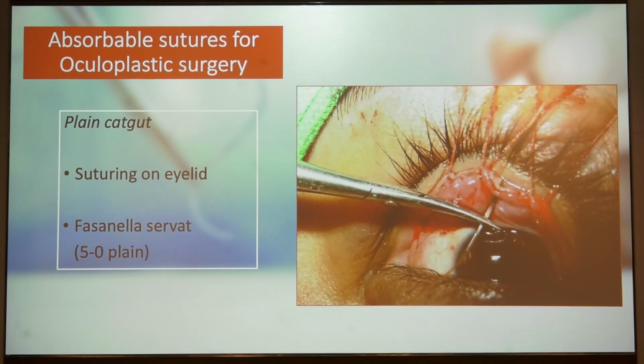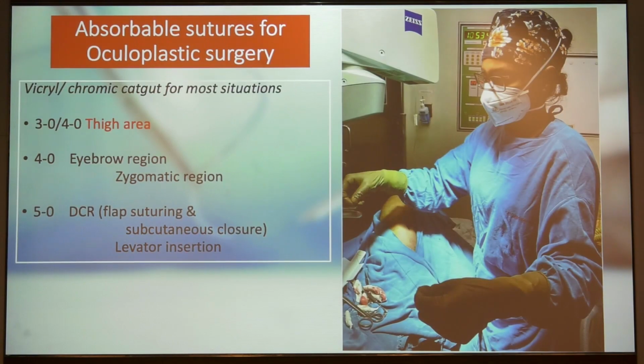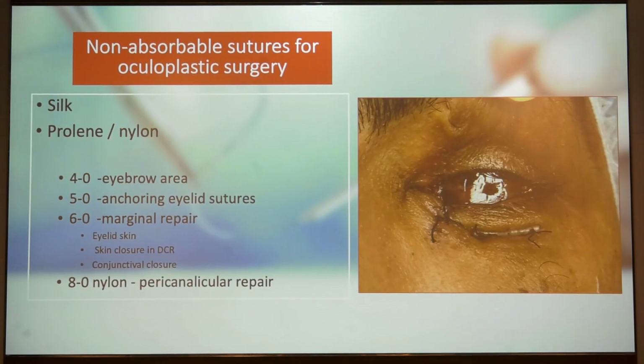The absorbable sutures that we use commonly are plain catgut, which is a good suture to use for something like a fascinella servet procedure, so for the conjunctiva, and this absorbs as well, so you need not remove it. And vicryl, the bigger vicryl sutures can be used for suturing the thigh, like in a fascia lata surgery. The smaller ones can be used to close DCR sutures.